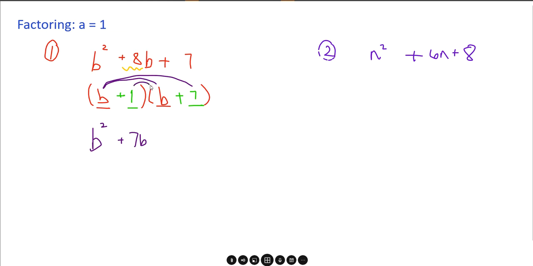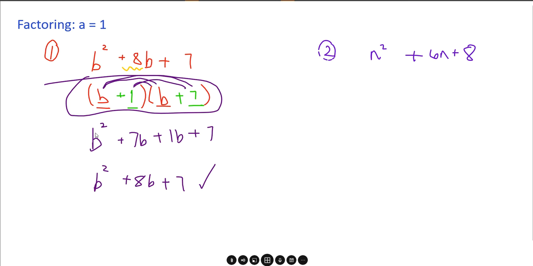Inside terms would be 1 times b, so that's plus a 1b. And then last terms would be 1 times 7. So that gives me a positive 7 at the end. So I've got b squared plus 8b plus 7 once I combine my like terms. So yahoo! It does match the original, right? So this right here is my answer. That's the factored form of the original trinomial.